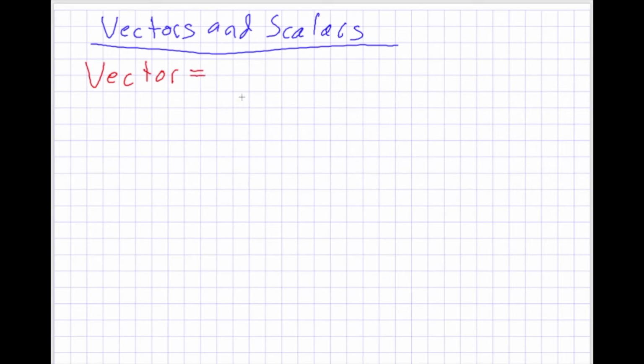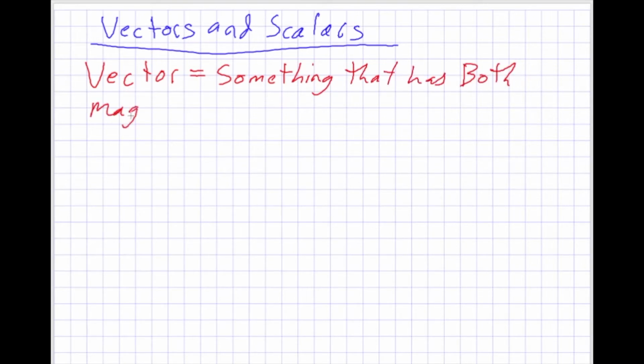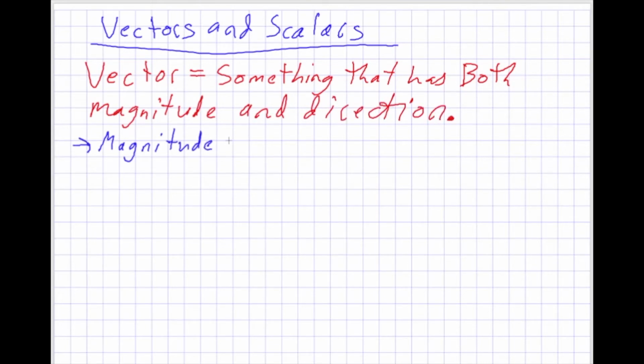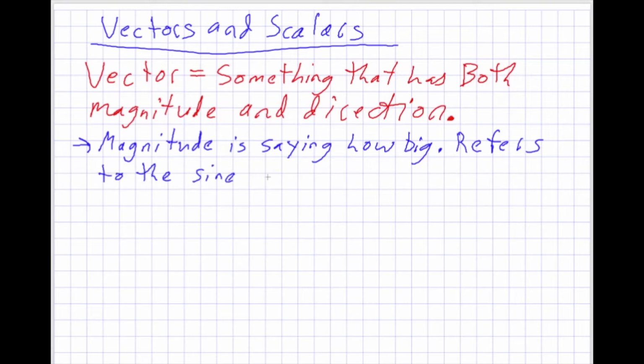So we're going to start off by saying that a vector is something that has both magnitude and direction. So let's define this a little bit. What do we mean by magnitude? Well, magnitude is just saying how big something is, and it's referring to the size of the number.